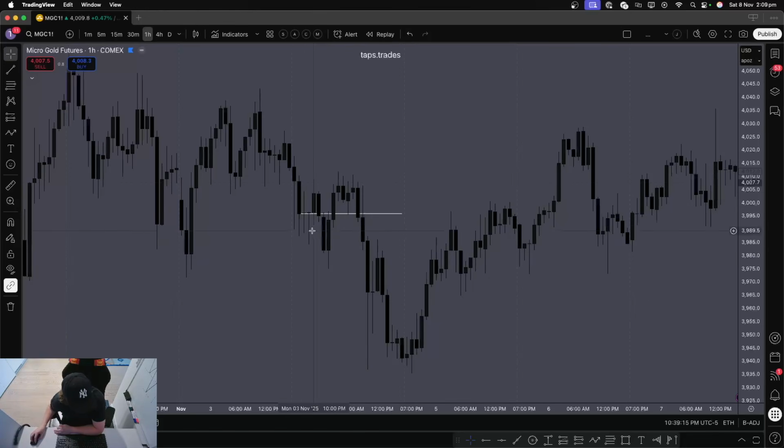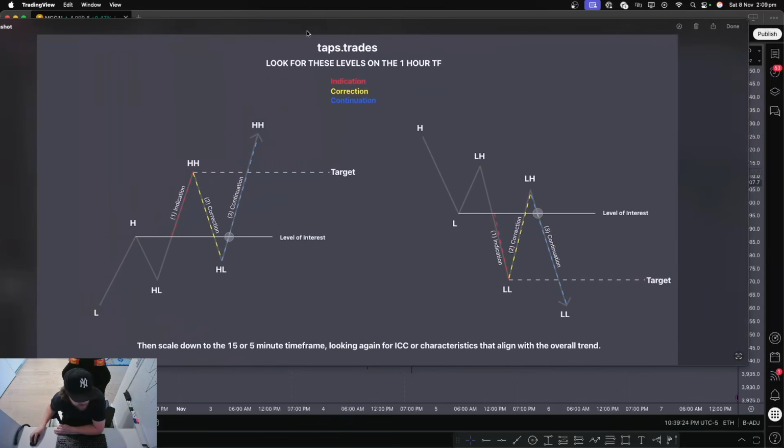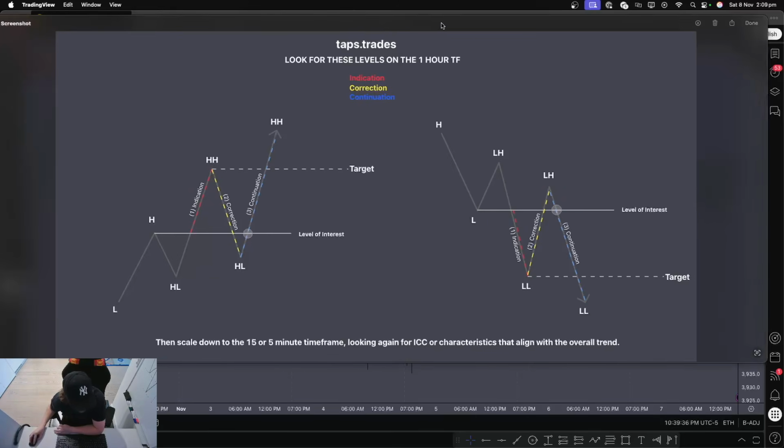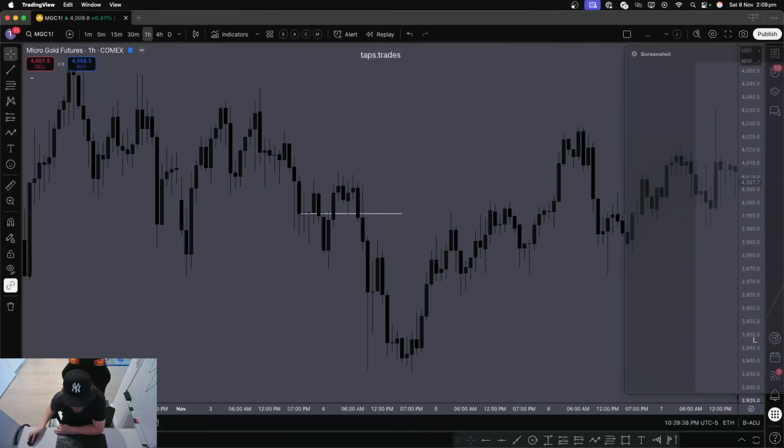So at this point in time, I would have drawn my level of interest here, because we've got those four. I'll just show you in this example here. Because we've got the high, the low, the lower high, and the lower low, we can draw our level of interest on the previous low here, or the starting low, right? So keep that in your mind.